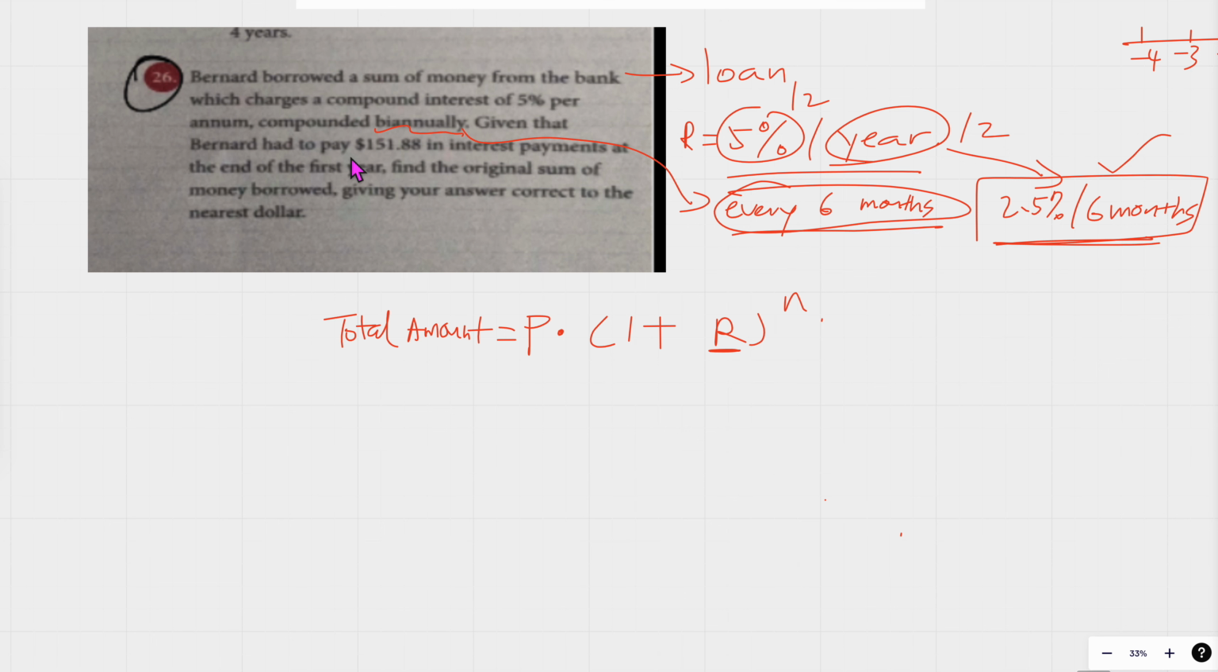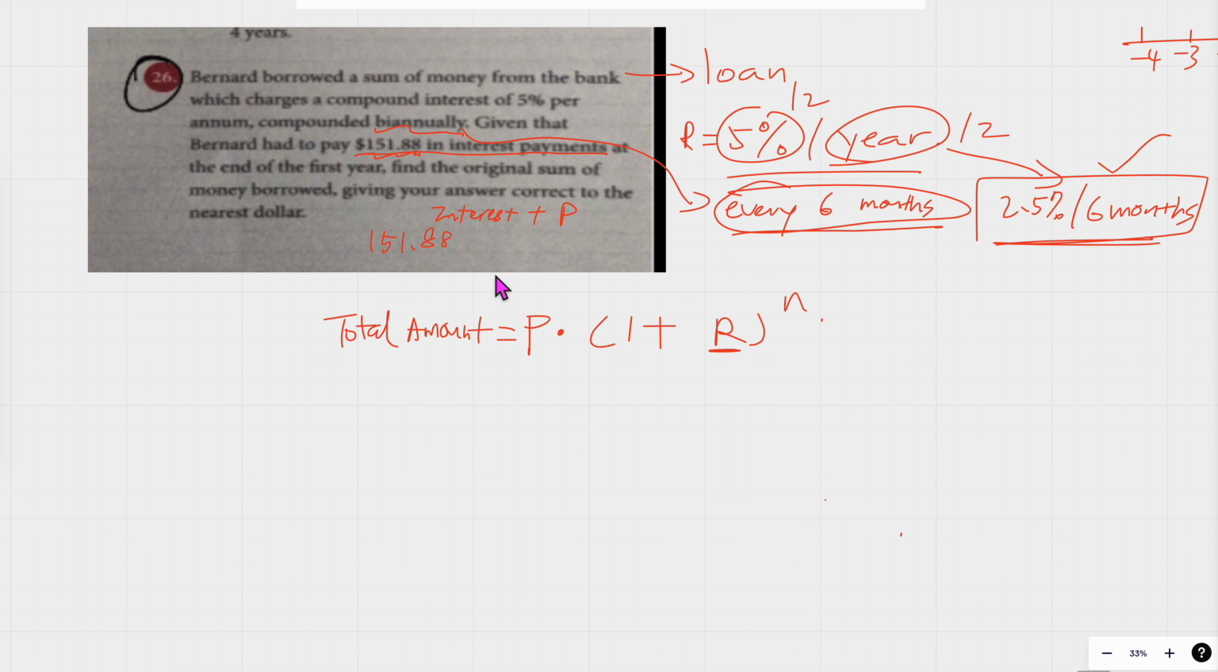Next, given that Bernard had to pay 151.88 in interest payment at the end of first year. So this is the interest payment. Can you read the question one more time? This is the interest payment. This is not the principal. Are you clear? So basically, for this question, the interest payment 151.88 is the interest.